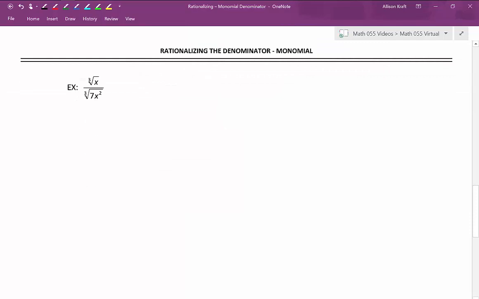Our next example is a cube root again. We want to figure out what to multiply the denominator by, so we end up with a perfect cube here. So what can we multiply 7 by to get a perfect cube? 7 is a prime number. Right, so there's only one 7 here. What do you have to multiply one 7 by to get a perfect cube? Well, 2 more 7s.